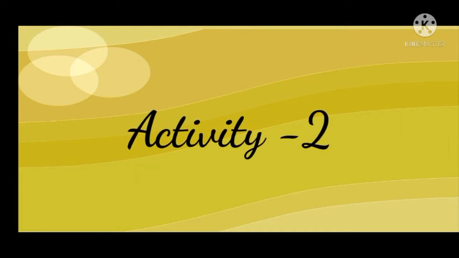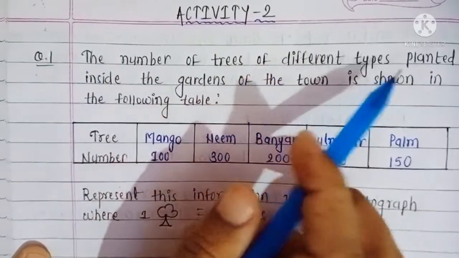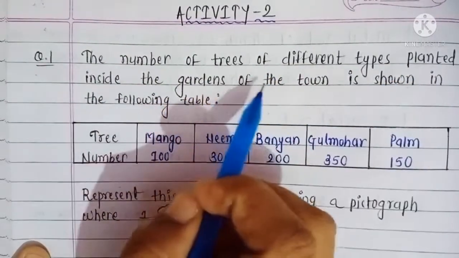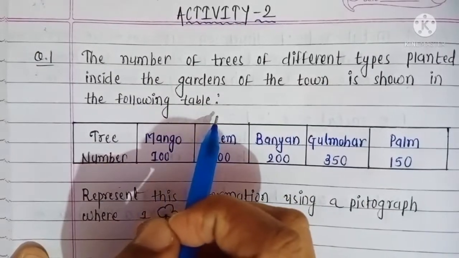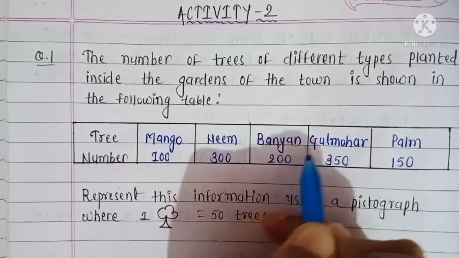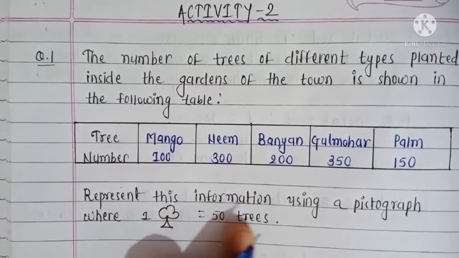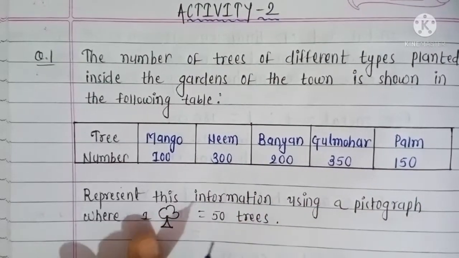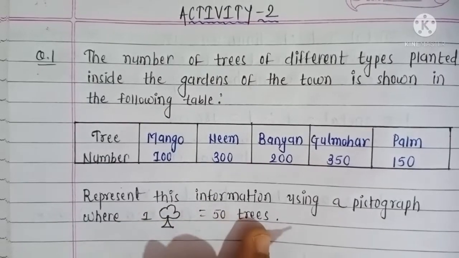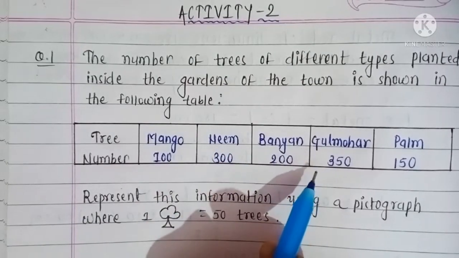Now we discuss activity 2. In activity 2, we represent the data using a pictograph. Question number 1. The number of trees of different types planted inside the gardens of the town is shown in the following table. Mango 100, neem 300, banyan 200, gulmohar 350 and palm tree 150. Represent this information using a pictograph where one tree symbol is equal to 50 trees. In short, हमें यहाँ पे एक गिवन इन्फॉर्मेशन को पिक्टोग्राफ में शो करना है.